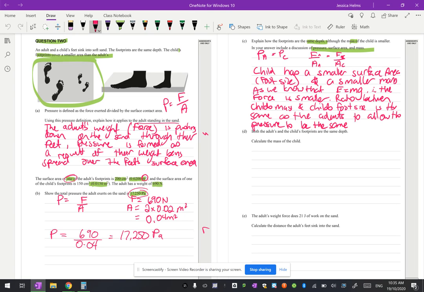But you need to be able to comprehensively link all of this together, like showing that the smaller forces and the smaller area creates the same pressure. So there's that same ratio between them, and be able to sort of link that equation P equals F over A: force is less, area is less, so therefore the pressure stays the same. So it's a good question. It just needs you to be able to understand and fully explain all components of that pressure equation.